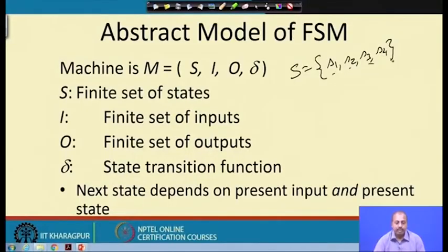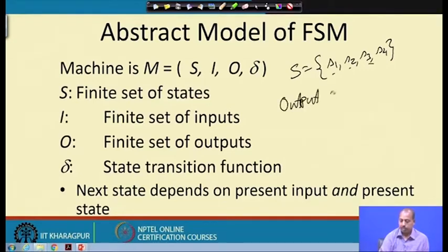So, we have this I and O, and this delta, which is the state transition function. That defines how the state transits from one state to the next state. The next state depends on the present input and the present state. So, this state transition is determined by the present input and the present state. Of course, there is another function which is not written here explicitly, which is the output function.